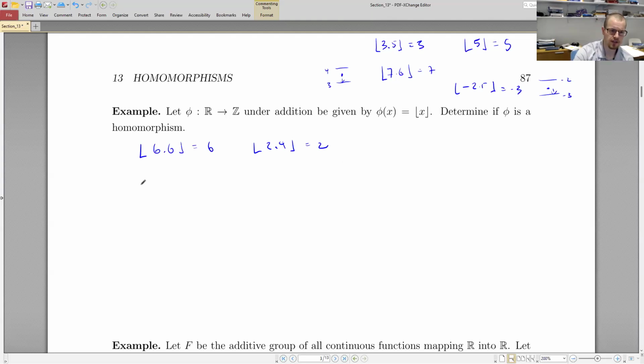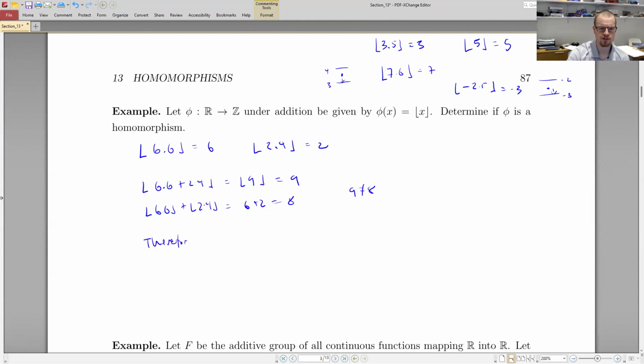So what I want to do is look at the floor of 6.6 plus 2.4. Well, 6.6 plus 2.4 is 9, and the floor of 9 is equal to 9. However, the floor of 6.6 plus the floor of 2.4 would be 6 plus 2, which is only 8. Of course, 9 is not equal to 8. Therefore, phi is not a homomorphism.